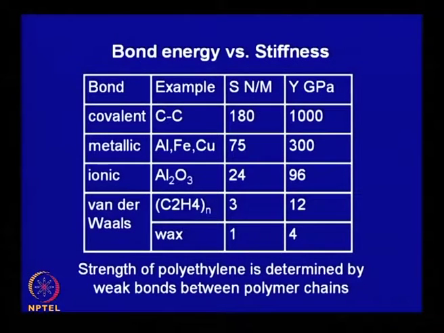If you look at this bond energy versus stiffness, here are some examples which we have listed. It is a covalent bond, the carbon-carbon. In fact, diamond is the strongest material. For this, the Young's modulus is of the order of 1000 GPa. And from this, if you know the atomic distance, you just multiply this by the atomic distance, you get the stiffness.